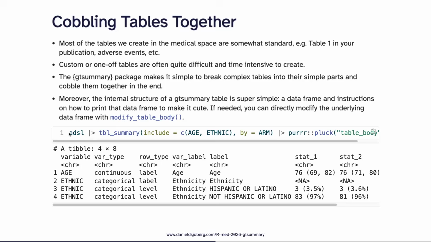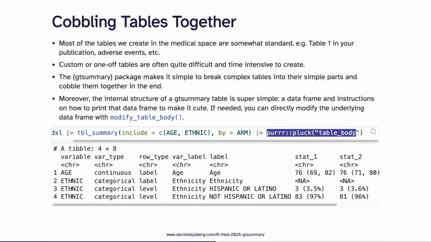So just look at this code right here. We're taking a data set. We're making a very, very simple summary table. And then what I'm doing here is I'm plucking out the table body, or the data frame. I hope you can see or recognize that this label column is that characteristic column in the printed table that you see. It has age, ethnicity, and the ethnicity levels right here. And then stat_1 and stat_2 are my placebo and active treatment arms, where you're getting the summary statistics for each one of those arms.